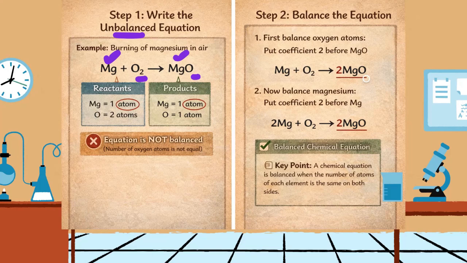So if we write 2MgO, it makes two atoms of magnesium in the product side and two atoms of oxygen in the product side. But what about our reactant side? Are there two atoms of magnesium? No. So that means it's still unbalanced, and to balance out, we need to put a coefficient before Mg also, right? So now we have a balanced equation. We have two atoms of magnesium at both the sides and two atoms of oxygen at both the sides, both reactant and product side. So what is the key point? A chemical equation is balanced when the number of atoms of each element is the same on both sides.